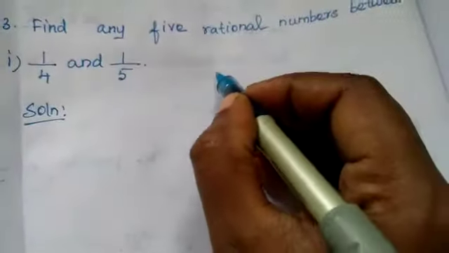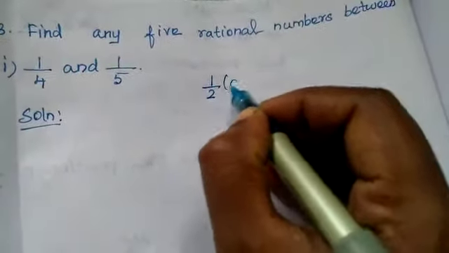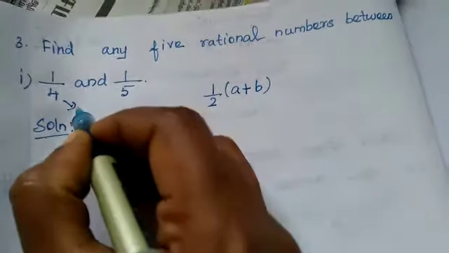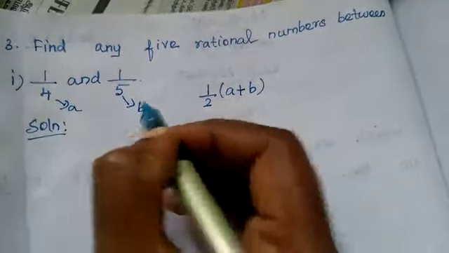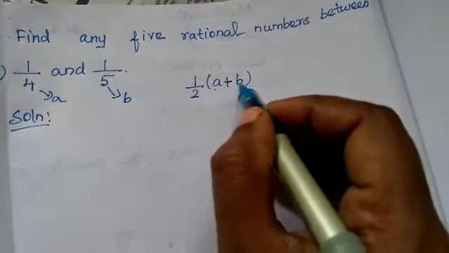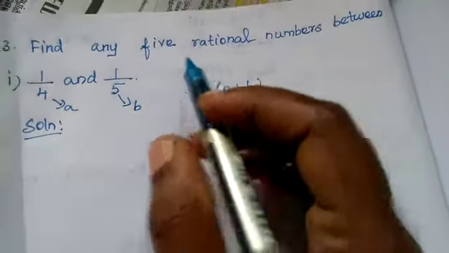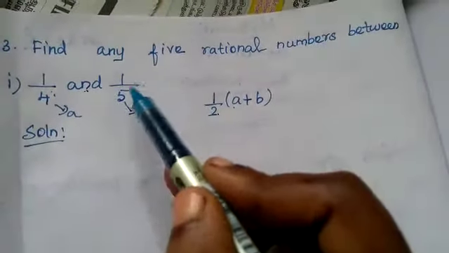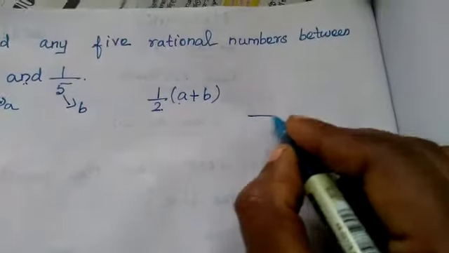How will we use the formula? It is half into the two numbers, a plus b. This number we denote as a, this number as b. When we add these two numbers and divide by 2, we get the number which lies between 1 by 4 and 1 by 5. Now listen, if you have a doubt.